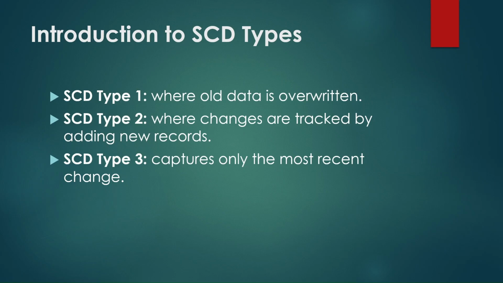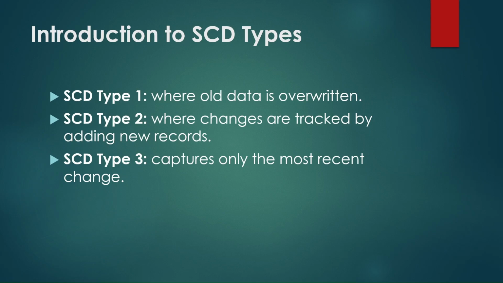Introduction to SCD types. There are several types of SCDs, and the most commonly used are SCD type 1, SCD type 2, and SCD type 3. In SCD type 1, we will be overwriting the historical changes. We won't keep any changes in the final table. When there is a change, we will just overwrite the existing record and we won't keep any historical changes.